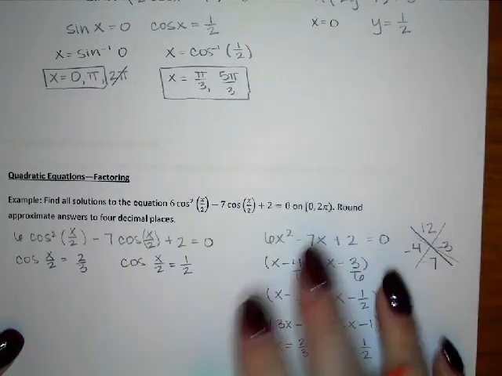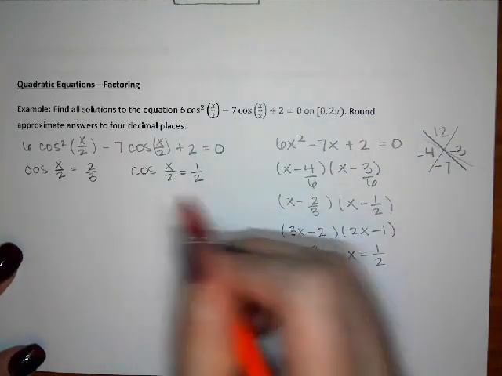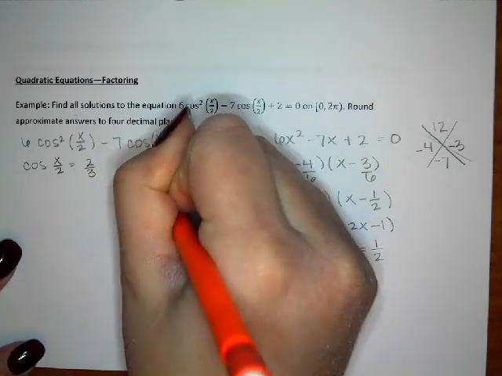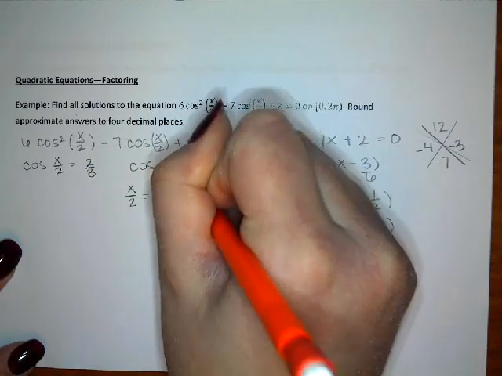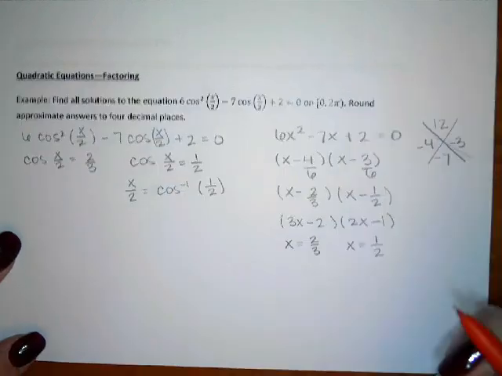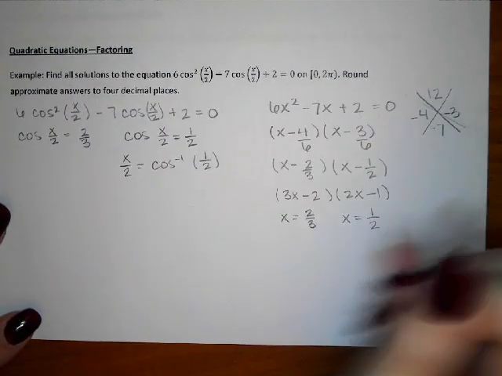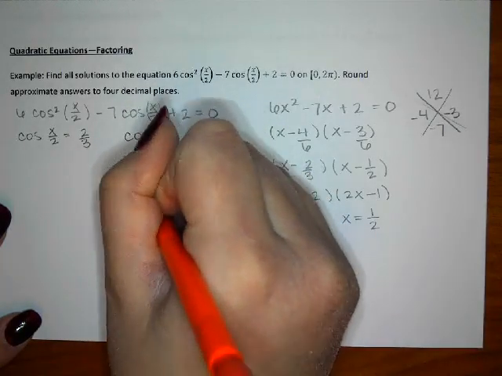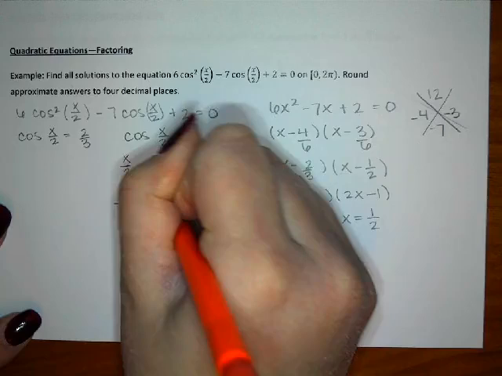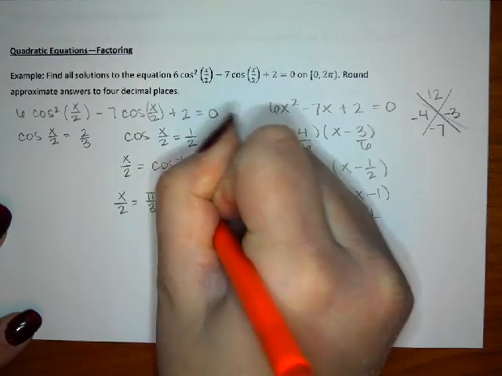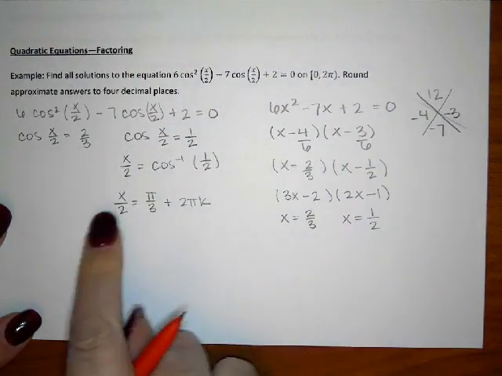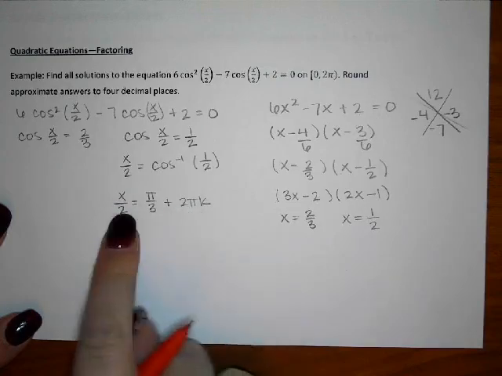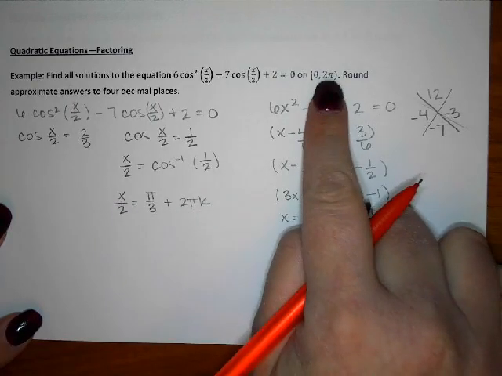So, okay, cos of x over 2 is 1/2. So that means that x over 2 is cos inverse of 1/2. And so we have two solutions here. We have x over 2 is pi thirds plus 2 pi k. Whenever I have a problem like this with a multiple of an angle, I always set it up to find all solutions, even though I'm on the interval from 0 to 2 pi.